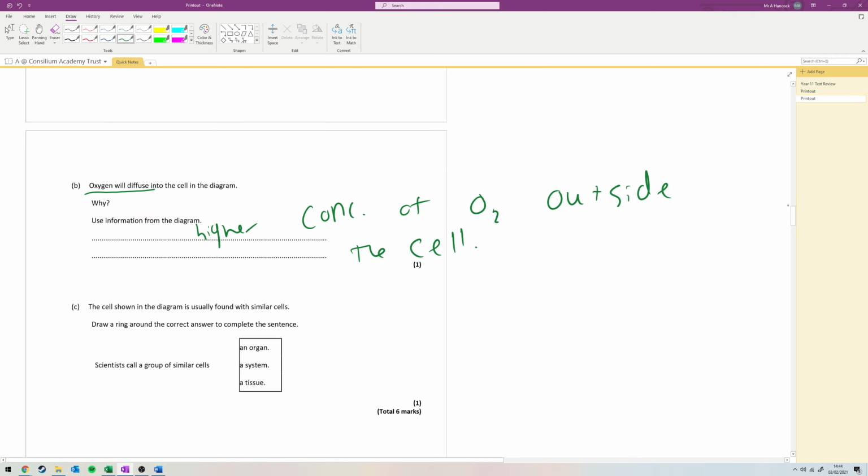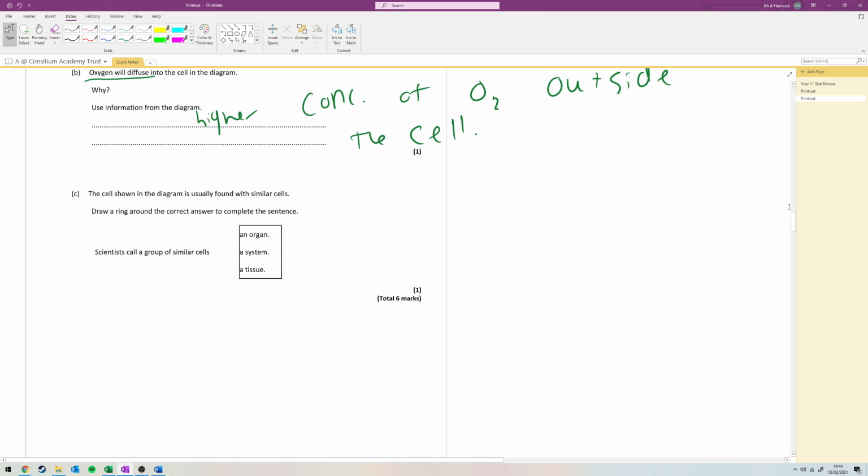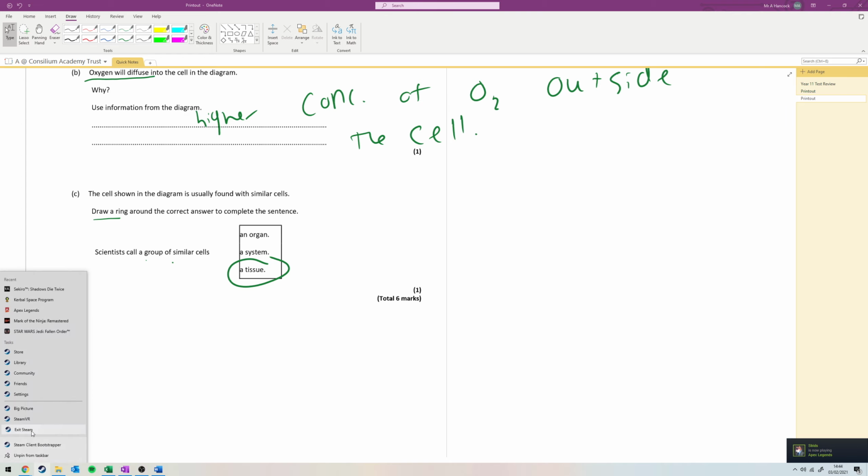Now, part C. The cell shown in the diagram is usually found with similar cells. Draw a ring around the correct answer to complete the sentence. Scientists call a group of similar cells a tissue. Let me just get rid of that. Don't want that popping up all the time either.